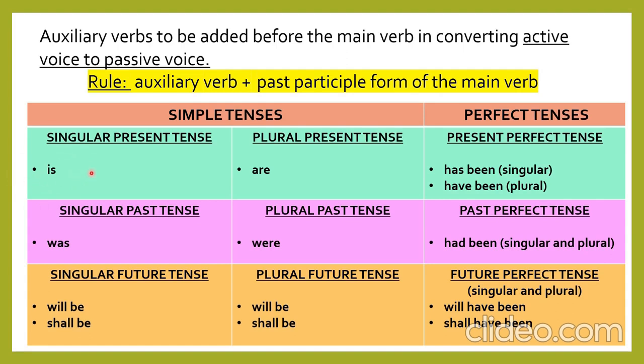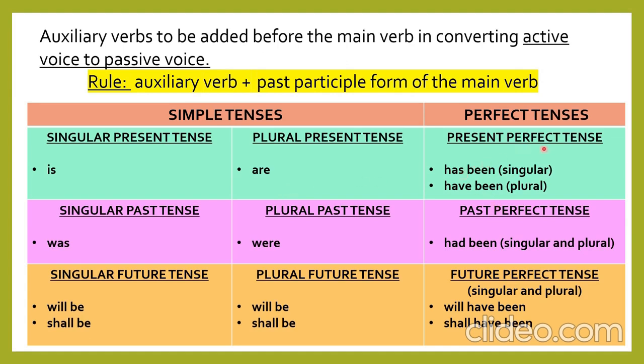Now, what if there are a lot of bicycles? Then we're going to use are. The bicycles are broken. See the difference? The bicycle is broken. The bicycles are broken. And broken is the past participle of the main verb break. Okay, we did not say the bicycle is break. That's wrong. We did not say the bicycles are break. That's also wrong. We have to use the past participle.